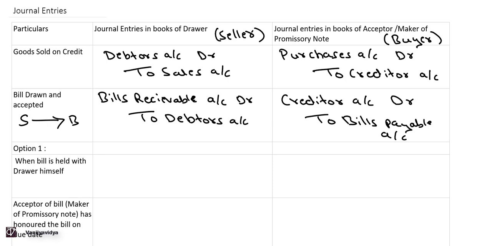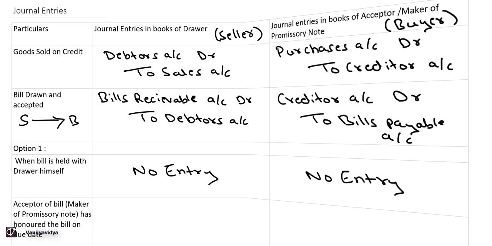Now next, option 1, when the bill is held with the drawer himself. Now when the bill is held with the drawer himself, there won't be any entry because we have already passed the entry for bills receivable and there is no entry in the books of Drawee also.